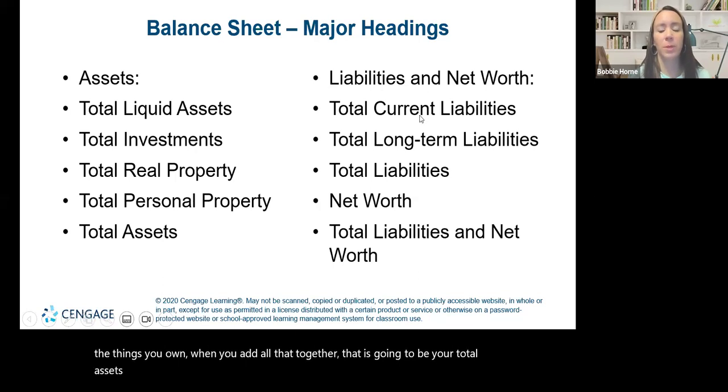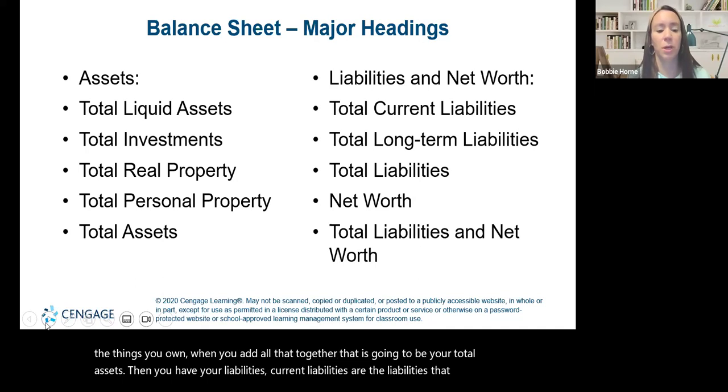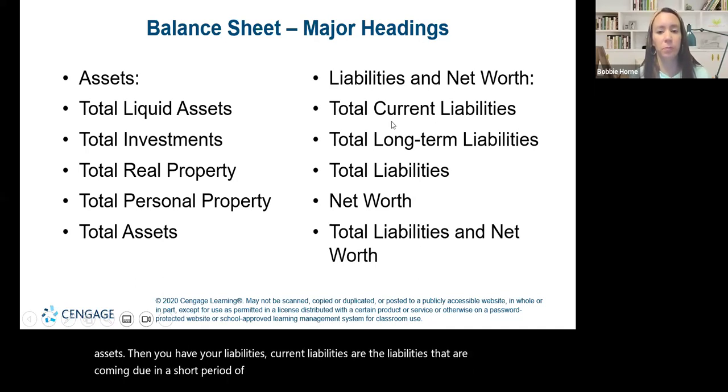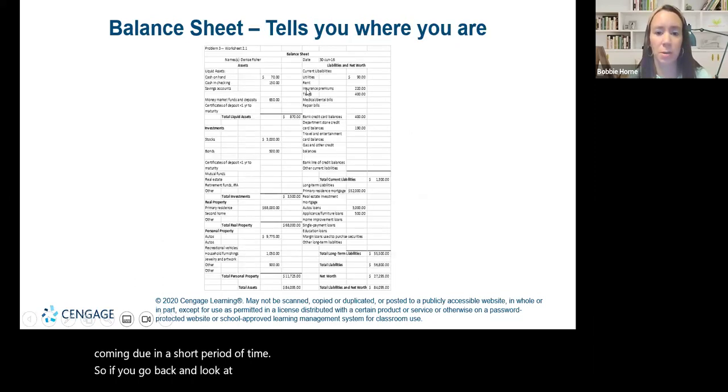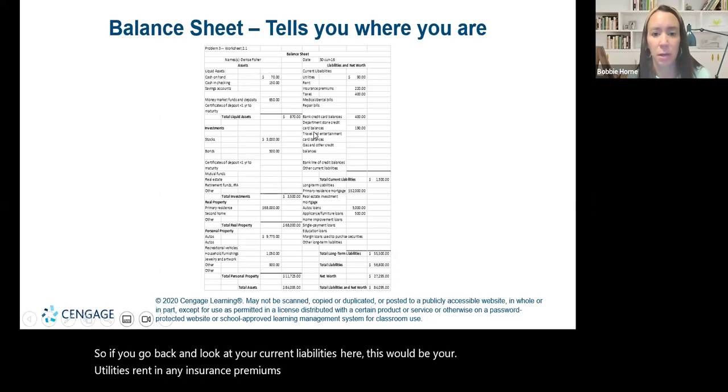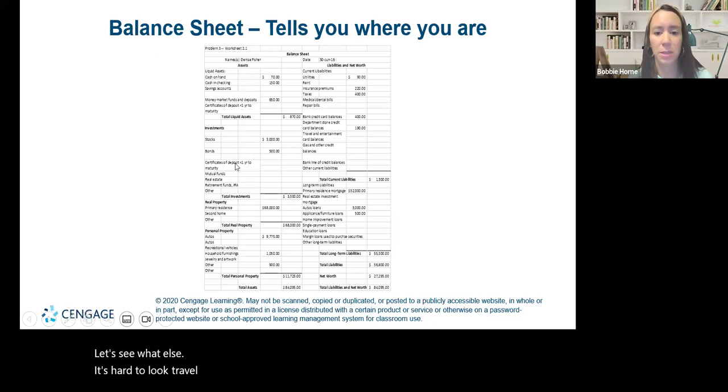Then you have your liabilities. Current liabilities are the liabilities that are coming due in a short period of time. So if you go back and look at your current liabilities here, this would be your utilities, rent, any insurance premiums, taxes. Let's see what else. Travel and entertainment card balances, a bank line of credit balances. Those would be all your total current liabilities.